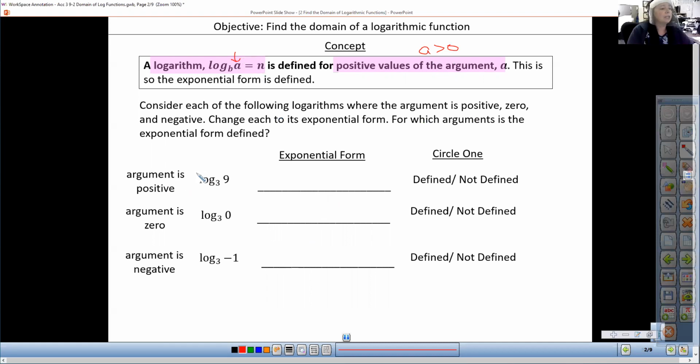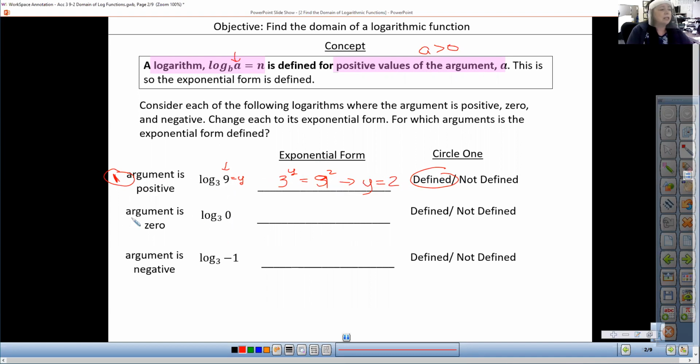For example, in this first one here, the argument is positive. That's our positive 9. The exponential form of this, remember this logarithm is equal to some exponent, I'm going to call that y, so I have 3 to the power of y equals 9. Well, that makes sense because I know that 9 is 3 squared. So that tells me that my y value, or my logarithm, has a value of 2. So this is defined when my argument is positive.